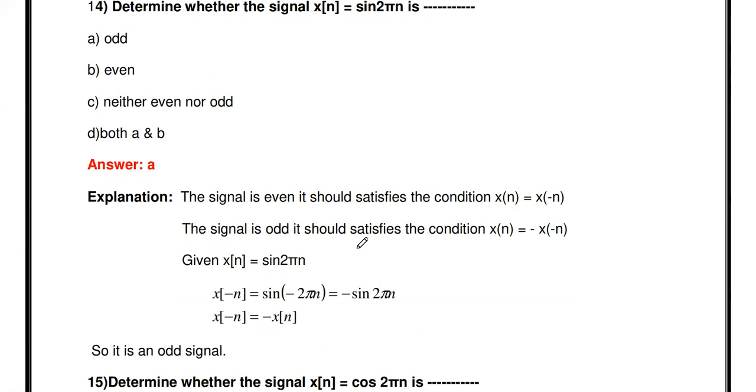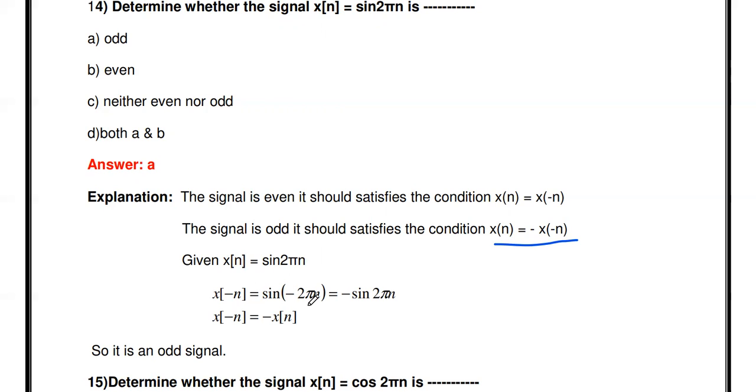So the signal is said to be odd if it satisfies the condition x of n equals minus x of minus n. Okay, this is the condition. So what is the given question? x of n equals sine 2 pi n. From this we have to find x of minus n. If you are calculating x of minus n, it means sine of minus 2 pi n.